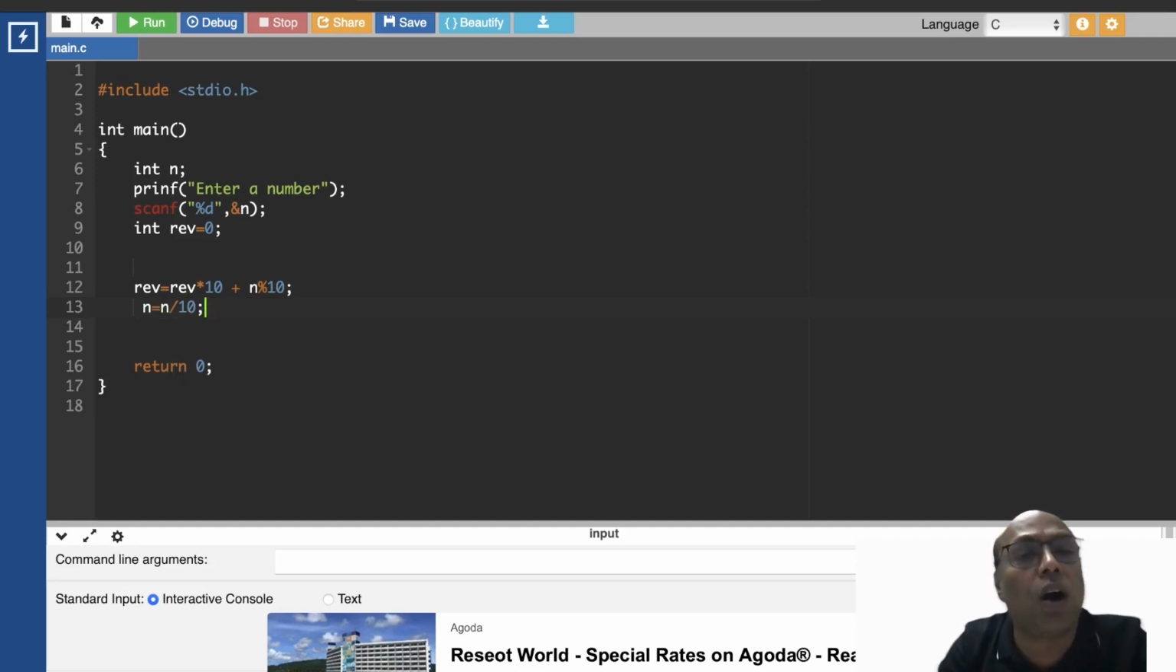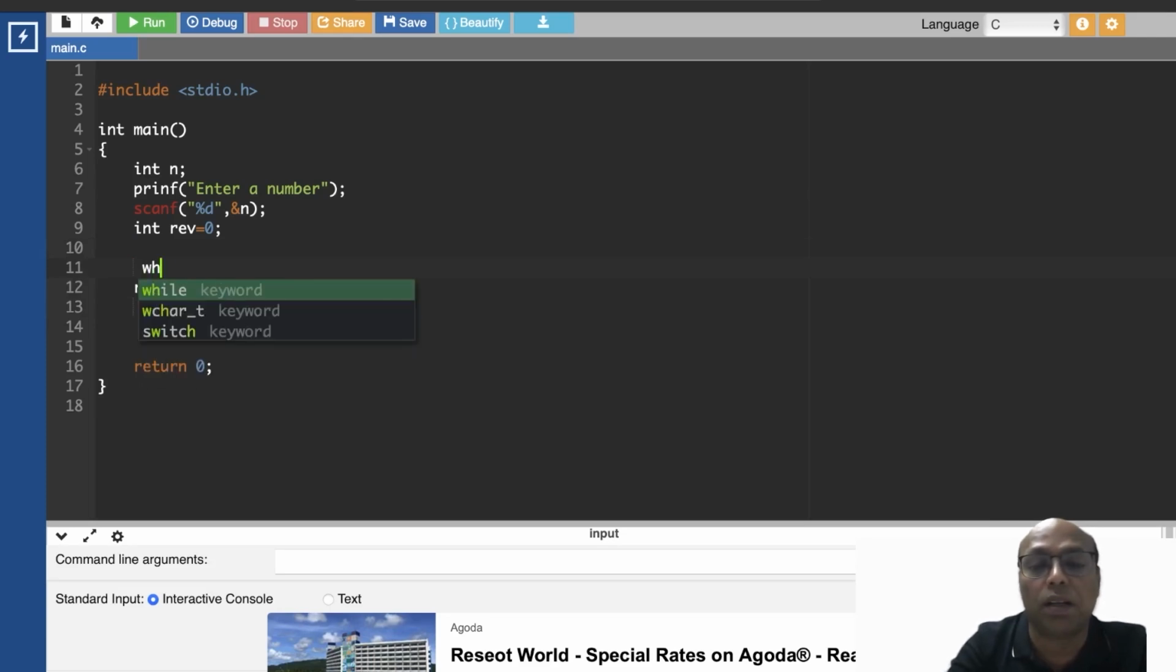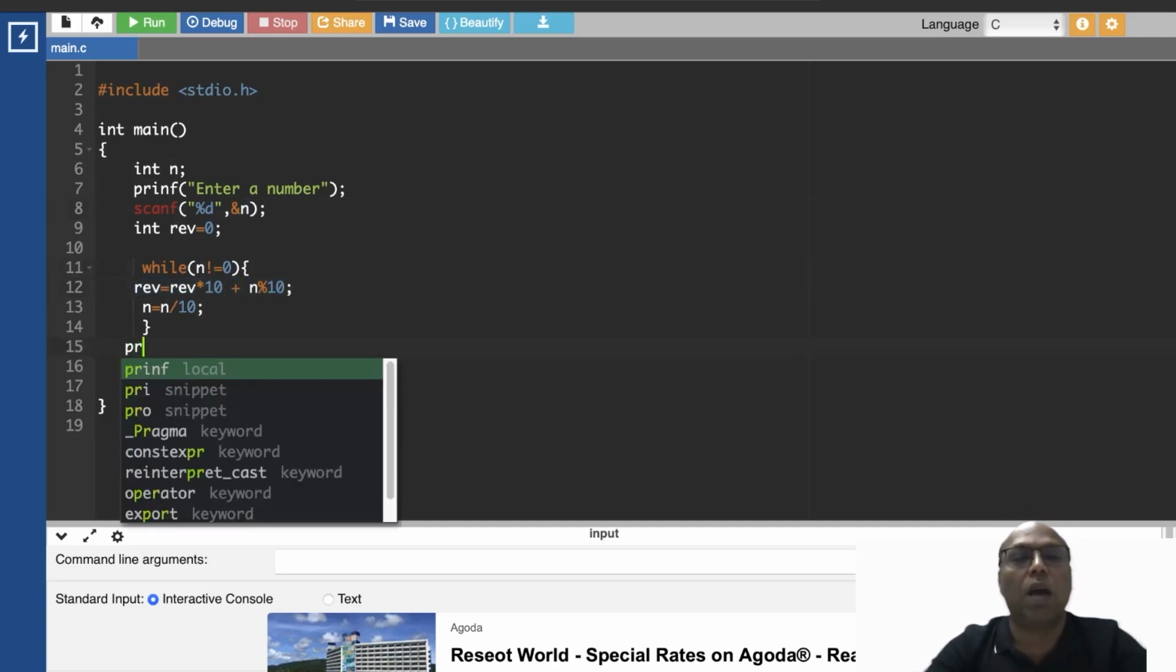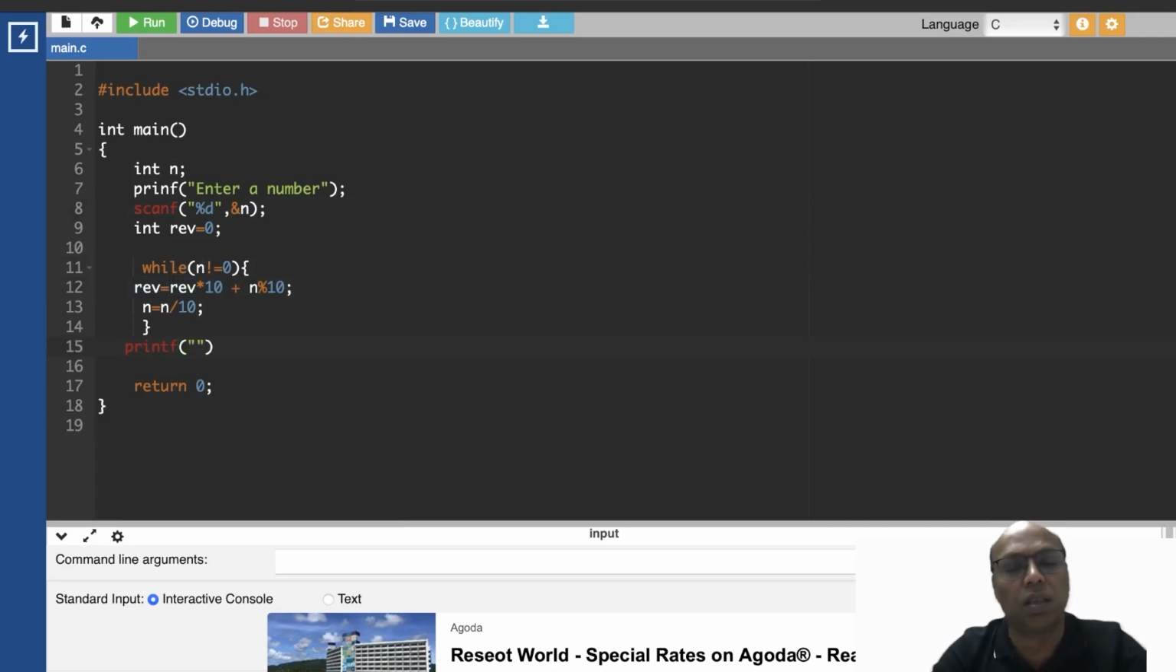How long did I repeat this procedure? Till my number is not equal to 0. Isn't it? This is my initialization, this is my condition, this is my updation, and this is my statement. The structure of the loop is initialization, condition, statement, and updation. I need to print only once. Therefore, I say reverse is equal to percentage d, comma reverse.